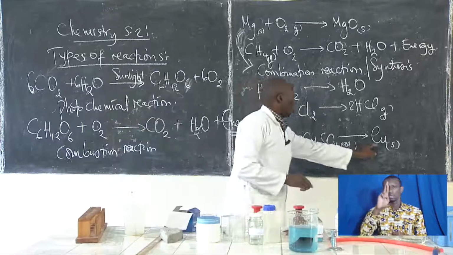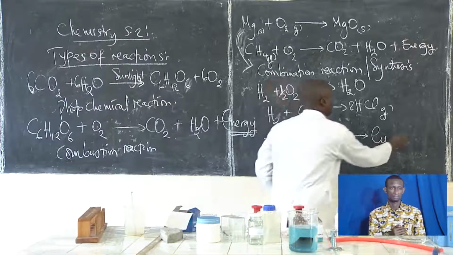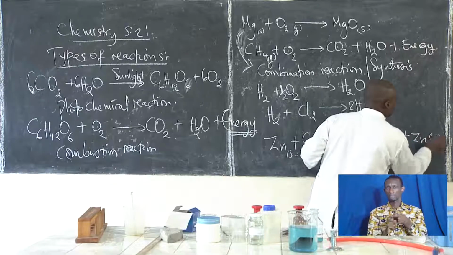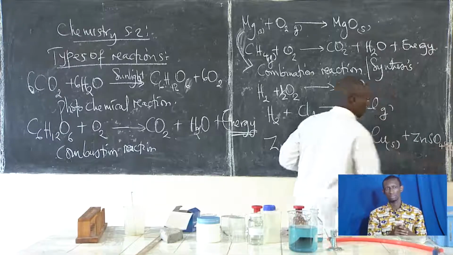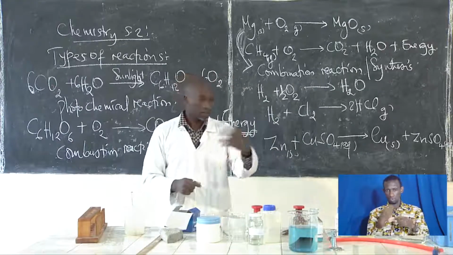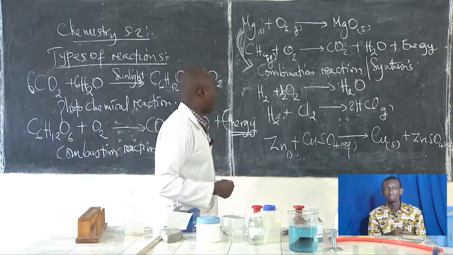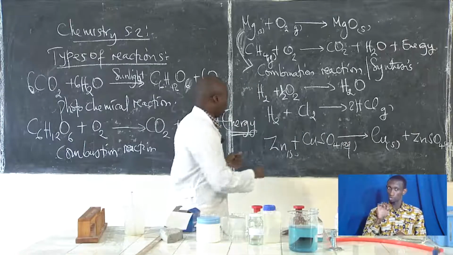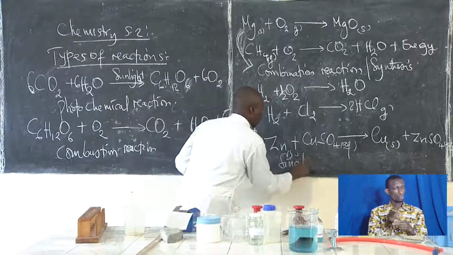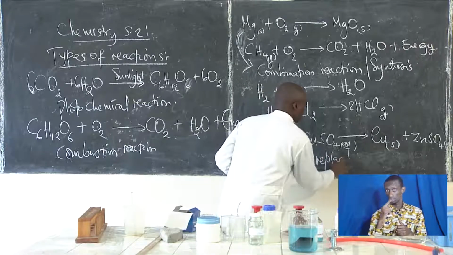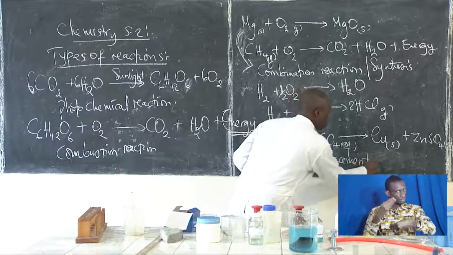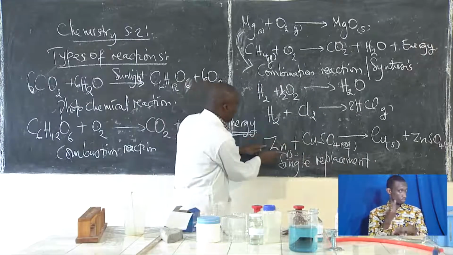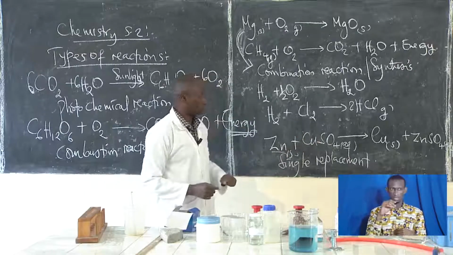So the copper is dispersed, and then you have this zinc sulfate forming in the solution. We'll have to keep watching that. Then towards the end, we'll see what will have happened. So that kind of reaction that is taking place here is what we call a single replacement. In a single replacement, the zinc is displacing this copper.